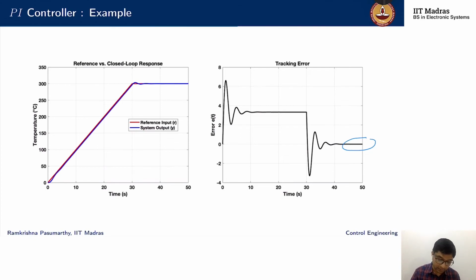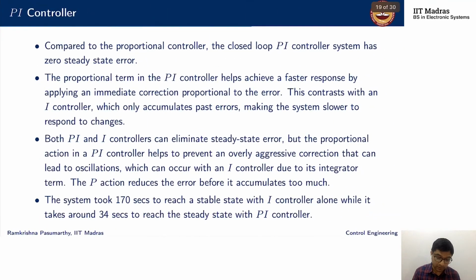Okay, not surprising. The error goes to zero, and what else do we see? Compared to the proportional controller, the PI control has zero steady state error. The proportional term helps achieve faster response by applying immediate correction proportional to the error. This contrasts with the only integral control, which only accumulates the past errors, making it slower to respond to system changes.